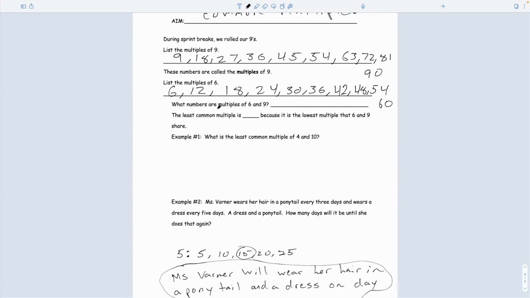What numbers are multiples of both 6 and 9? What are the ones they have in common? Cameron, give me one. 36. That's one of them. 18 is also one. 54 is another. Those are common multiples. Write those 3 numbers on the line.